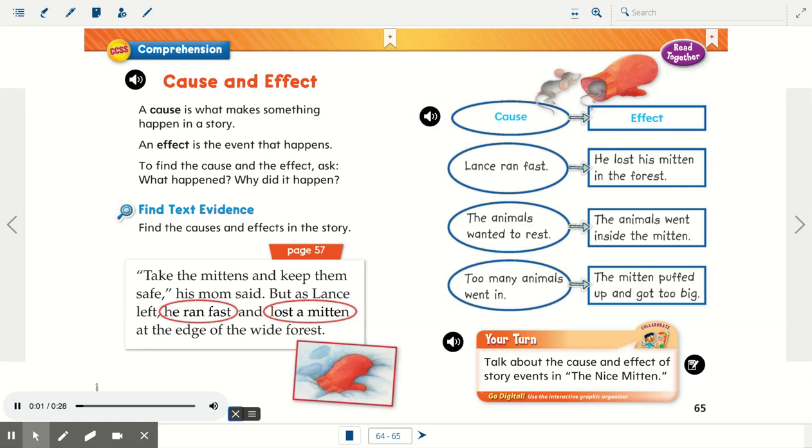Graphic organizer. Cause, effect. Cause: Lance ran fast. Effect: he lost his mitten in the forest. Cause: the animals wanted to rest. Effect: the animals went inside the mitten. Cause: too many animals went in. Effect: the mitten puffed up and got too big.